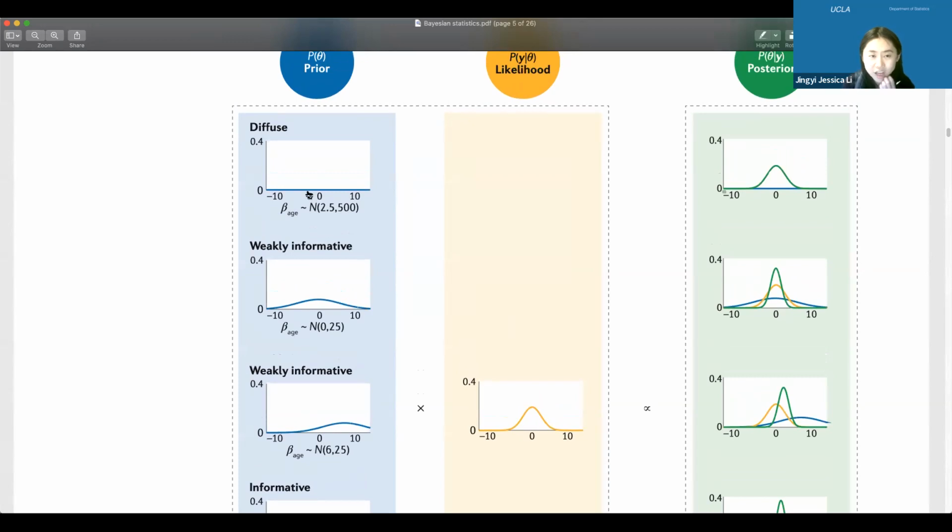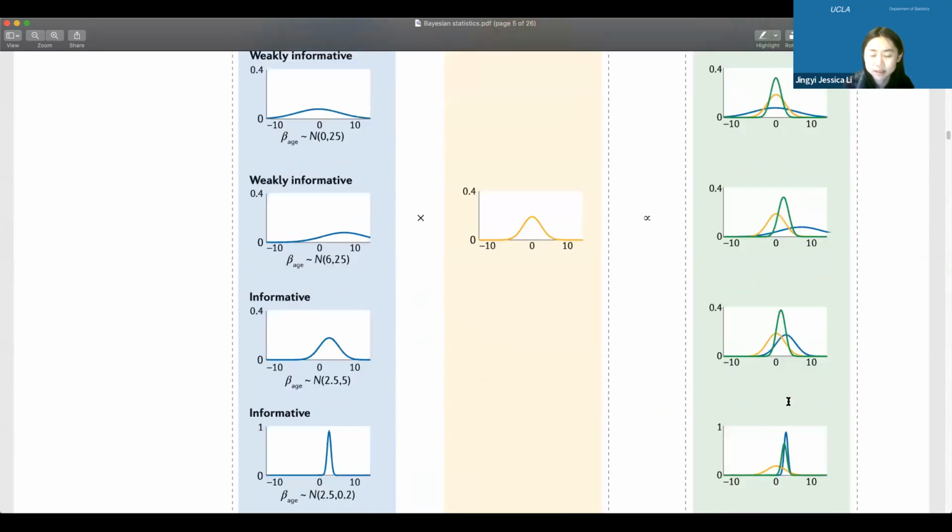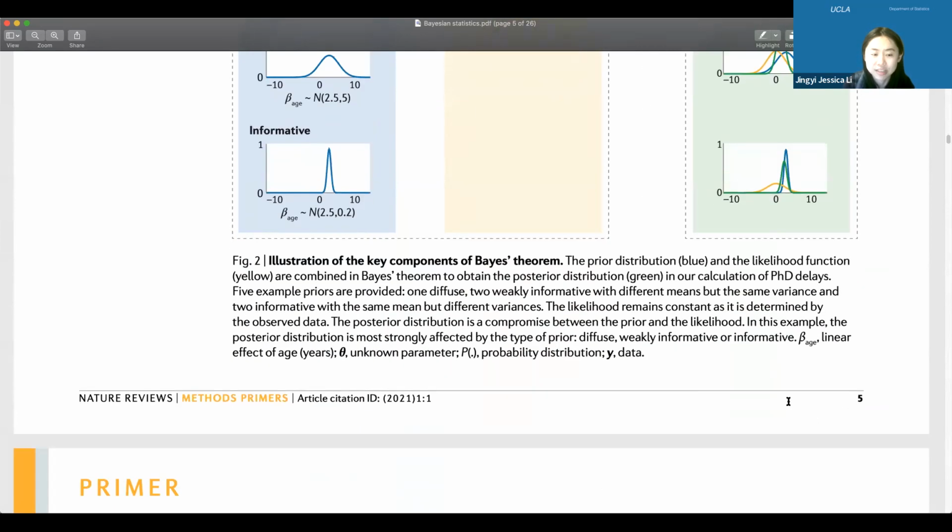Okay, finally, this is called a diffuse prior, or sometimes people call it uninformative prior. It's totally flat, which means that the beta age value can take any value here with equal chance, or we can say it's a uniform prior, even though it's not purely uniform, but it looks very uniform here. So in this case, it doesn't help the likelihood in any way, and then the resulting posterior is just the same shape as the likelihood. Okay, so this is just a graph illustrating the effect of prior on the posterior. And I hope this can give you some intuitive understanding of it.